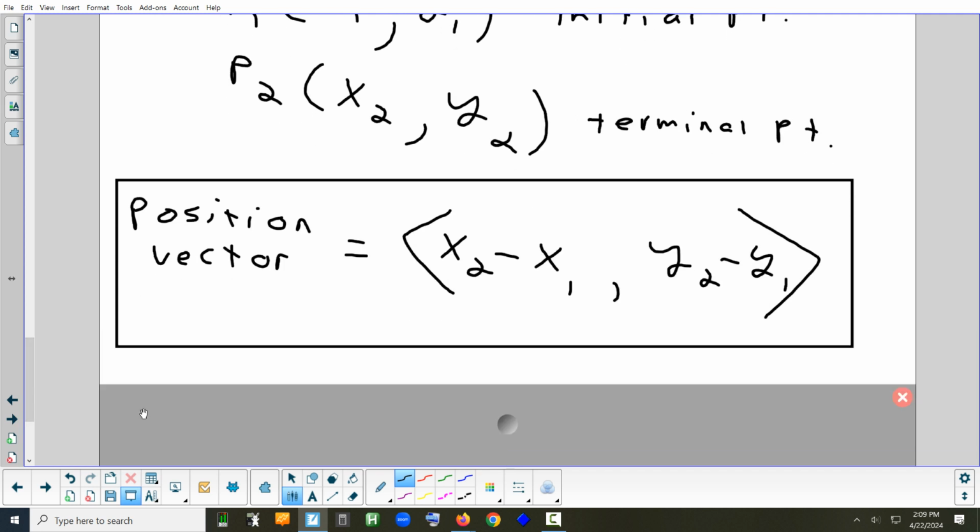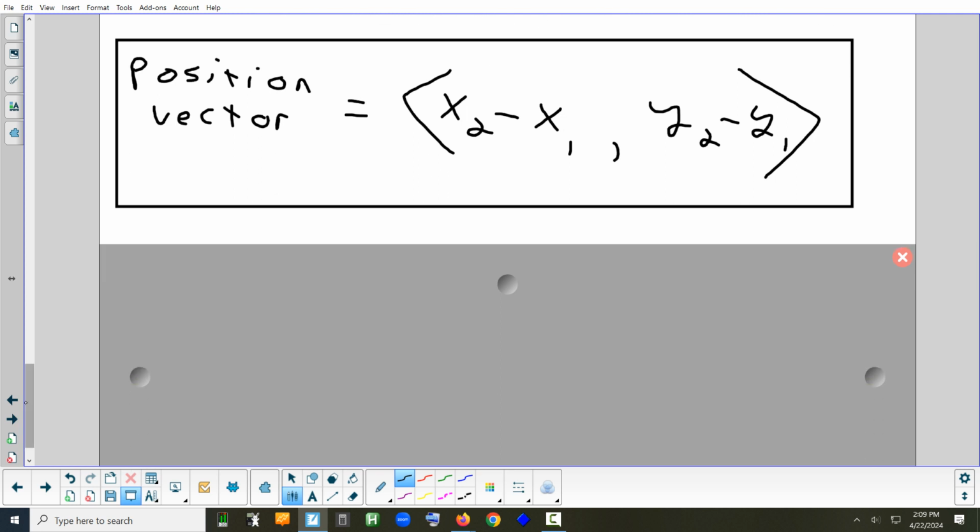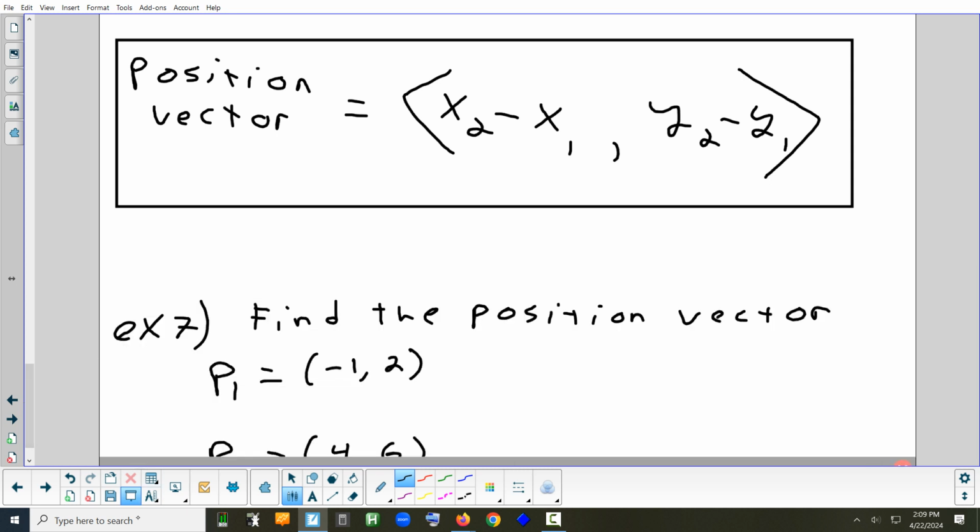Okay, so any question on that formula? That's called the position, that's the formula to find a position vector. All right, well, let's try. So generally, if they ask you to find a position vector, they're not going to give you a picture. So you're not going to be able to just count how many right, how many up. You're really going to use that formula to figure it out.